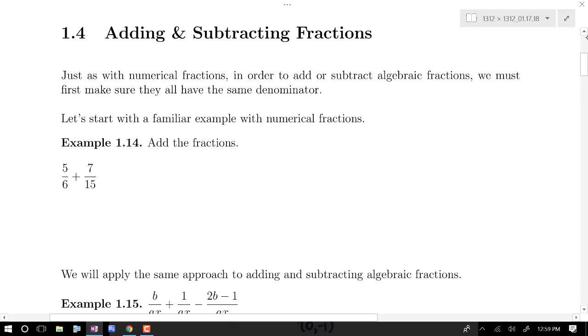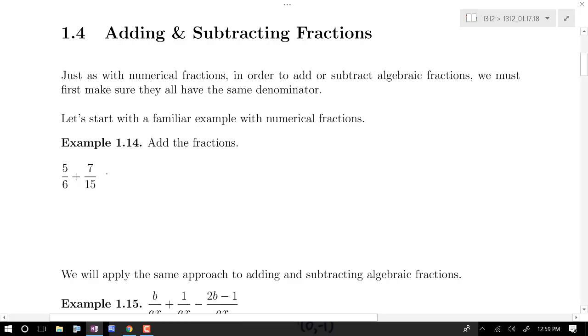All right. So we're going to do some adding and subtracting of fractions. Last time we did multiplying and dividing. When you're multiplying and dividing fractions, you just make sure everything's factored, cancel what will cancel, and see what you're left with. When you're adding and subtracting, however, you have to have common denominators. Adding fractions with different denominators is like adding apples to oranges.